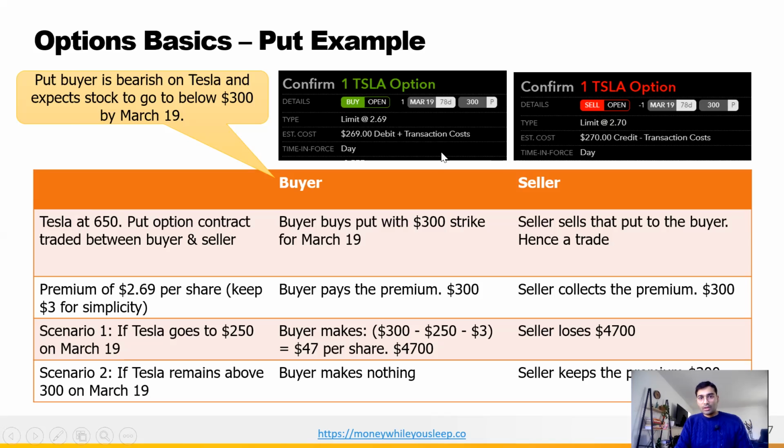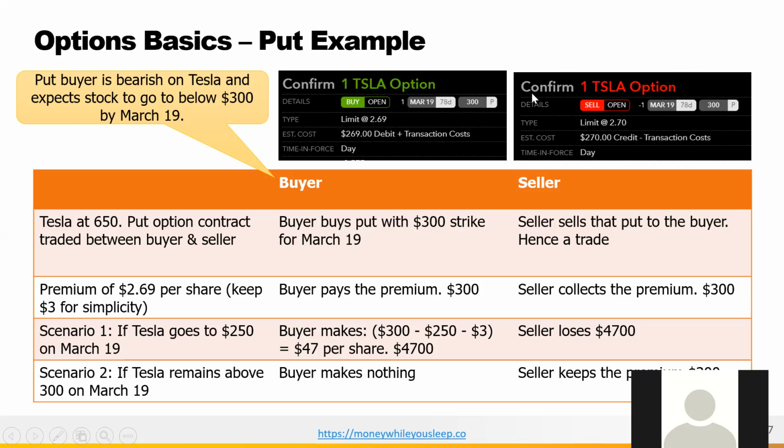So if somebody is bearish and he's the buyer of a contract, there has to be a seller of that particular insurance contract. I call it insurance again and again so that it comes to your mind very easily and you are able to understand.